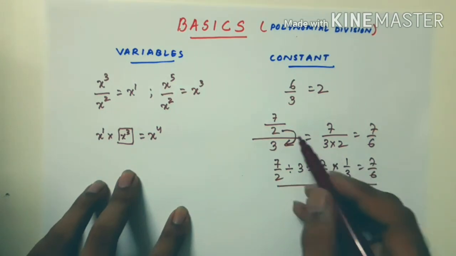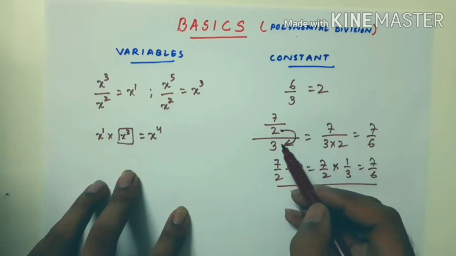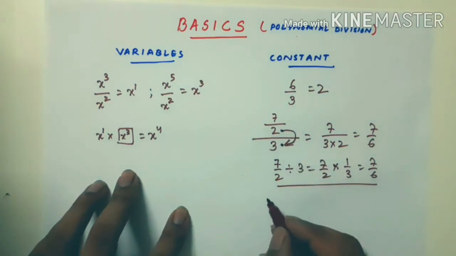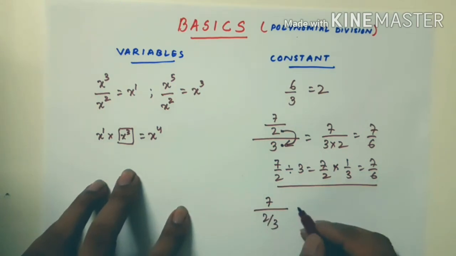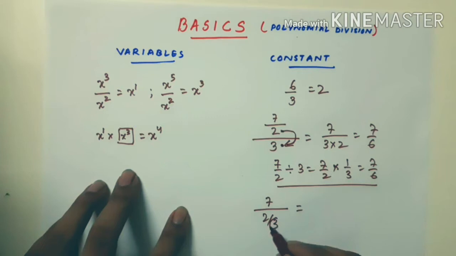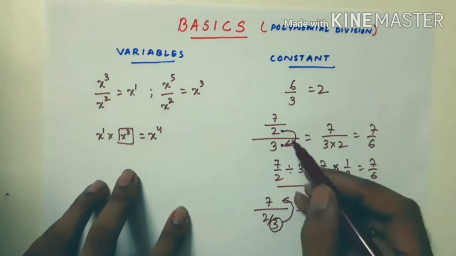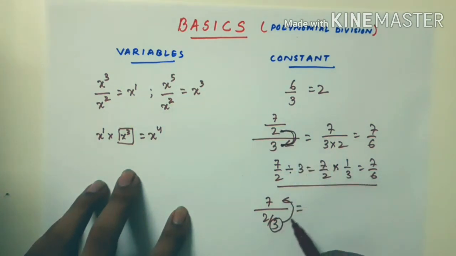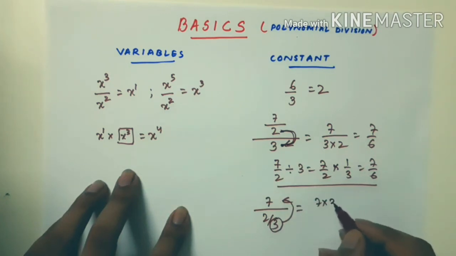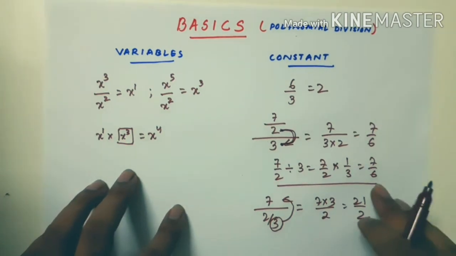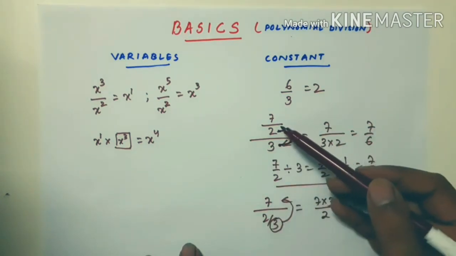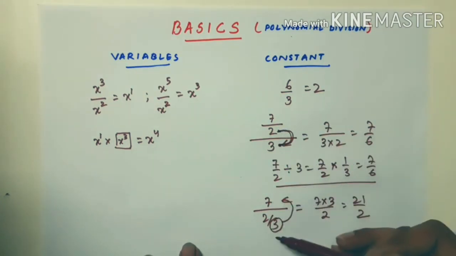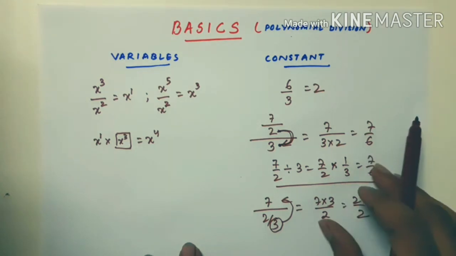Instead of doing all this, just bring this denominator down. We can also get a question like 7 divided by 2 by 3. In this case, the denominator will be shifted up. Here the denominator shifted down, and here the denominator is shifted up. So this becomes 7 into 3 by 2, that is 21 by 2. You have to remember this: how to solve when a fraction is given in a fraction. When a fraction is divided by a whole number, or a whole number is divided by a fraction, we can use these short rules.